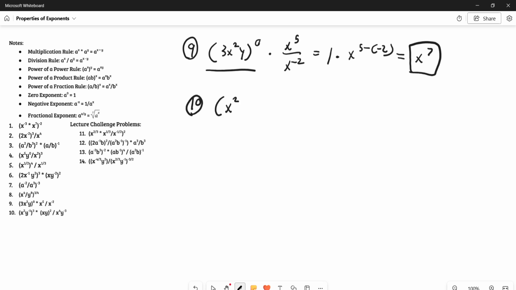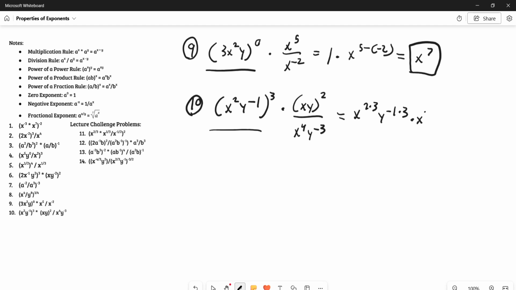Number 10 is x squared, y to the power negative 1, all cubed, times xy all squared, divided by x to the power 4 times y to the power negative 3. So I'm going to evaluate this portion first. This is just going to be x to the power 2 times 3 times y to the power negative 1 times 3 times x squared times y squared, all over x to the power 4 times y to the power negative 3. So now we just combine everything together.